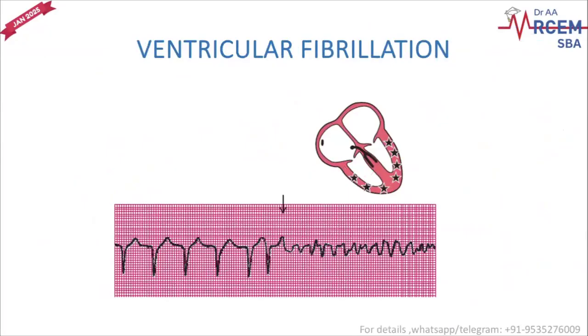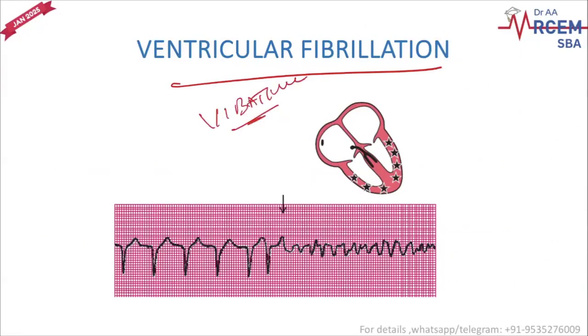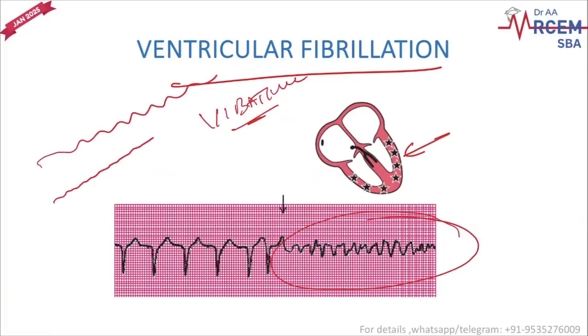Ventricular fibrillation. Again, here the ventricles are just vibrating. They're not contracting at all. The electrical activity is generated from multiple points of the ventricular muscles. Because of that, the ventricle is just vibrating. So bizarre is what you're having. This is basically coarse. Sometimes it might be fine ventricular fibrillation. So there is a coarse ventricular fibrillation, and there is a fine ventricular fibrillation, almost like asystole.